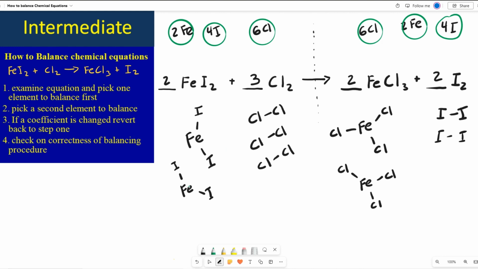All right, that's the basic steps for how to balance a chemical equation. I hope you learned something. In the next video, we'll look at more advanced equations to balance, and I'll see you in the next lesson.